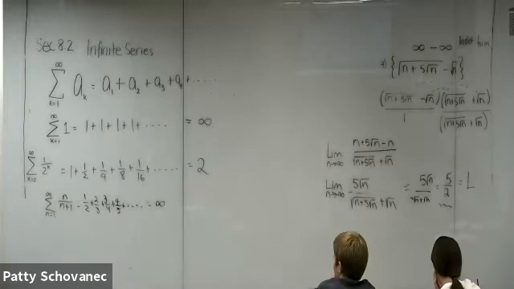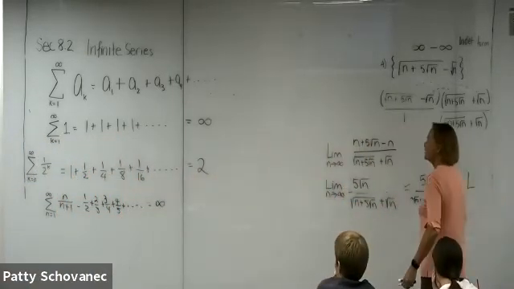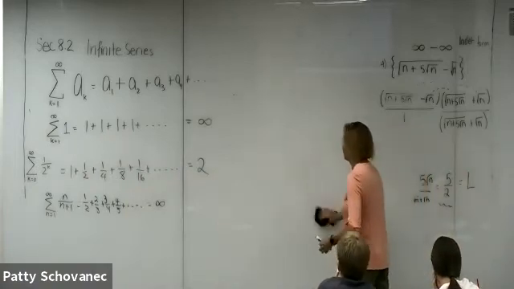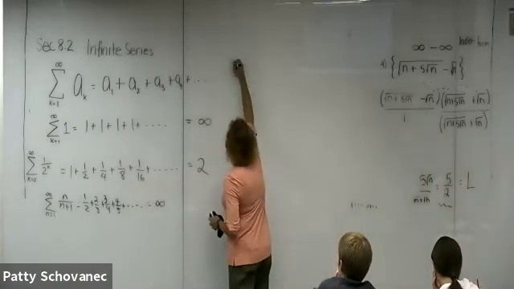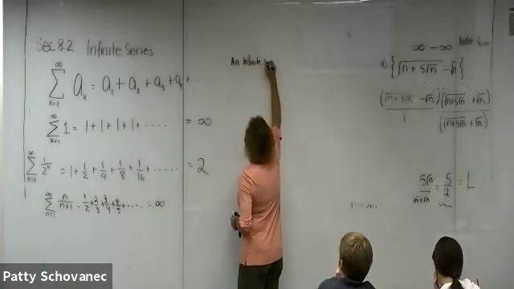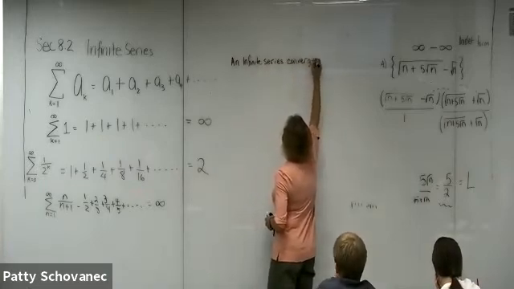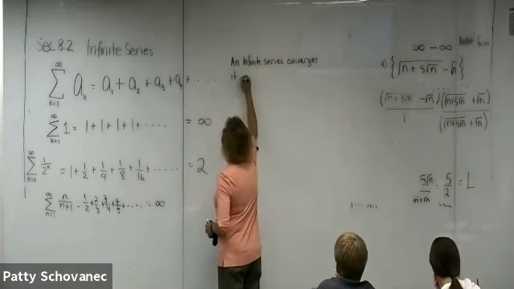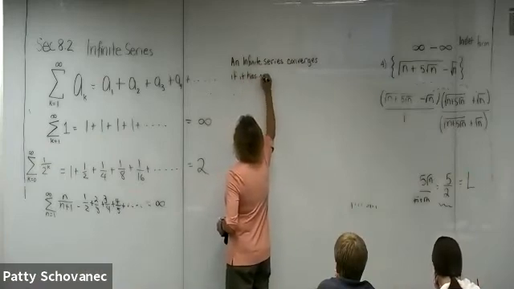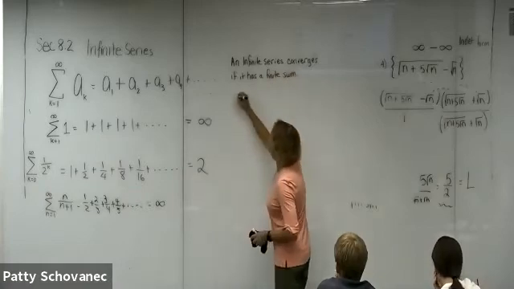And we also have finite series, right? But we're talking about infinite series. Finite series are boring. So those are all examples of infinite series. An infinite series converges if it has a finite sum. Otherwise, it diverges.